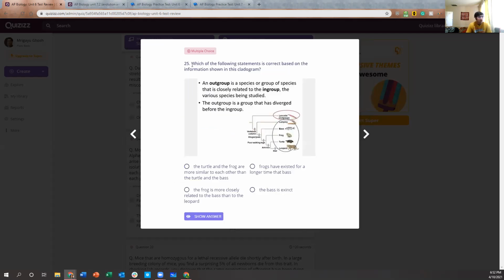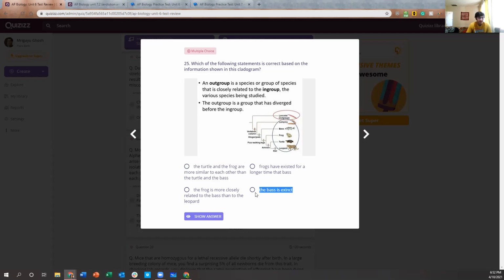Yep. Okay. Which of the following statements is correct based on the info shown in the cladogram below? So we have an outgroup here. The lamprey is the outgroup. It seems like the turtle and the leopard are very closely related, then the frog, then the bass, then the lamprey. So let's see. The turtle and frog are more similar to each other than the turtle and the bass. That would make sense, right? Because the turtle and the frog share a more recent common ancestor. Their common ancestor is more recent than the common ancestor shared by turtle and bass. So this could make sense.